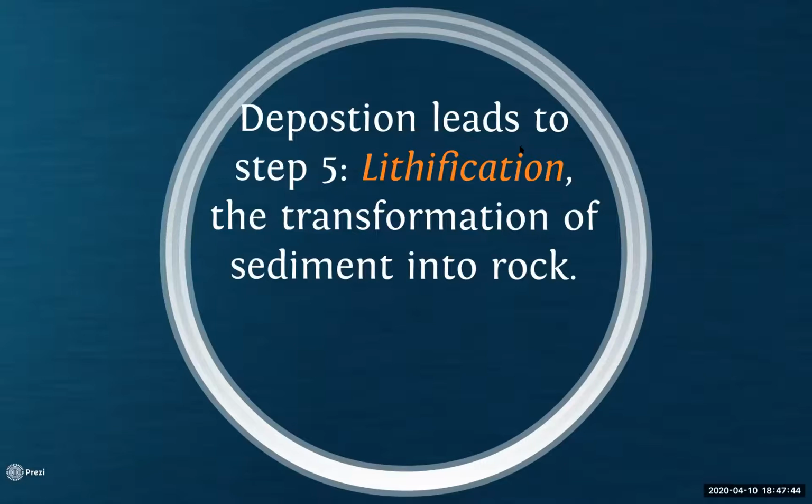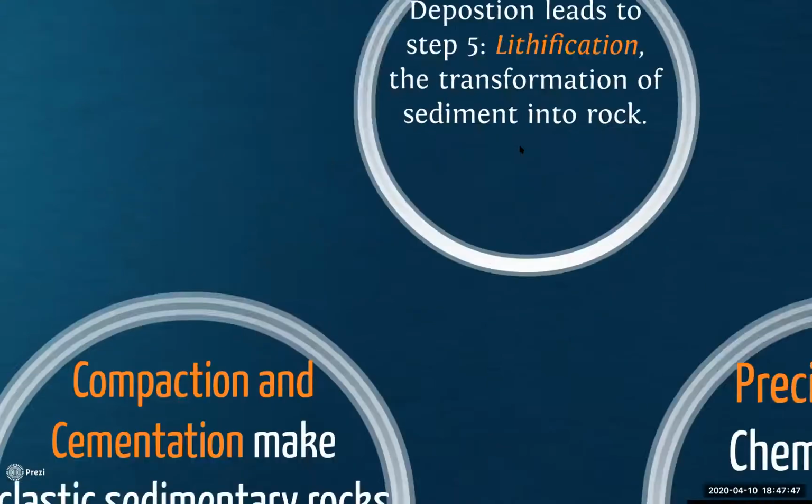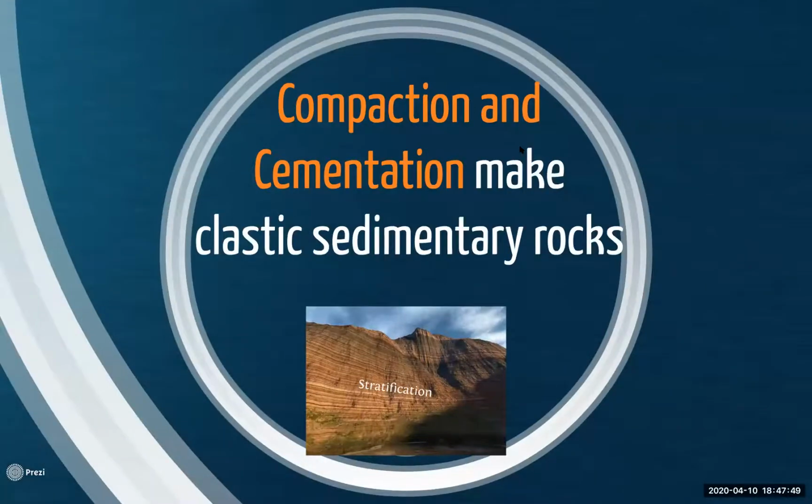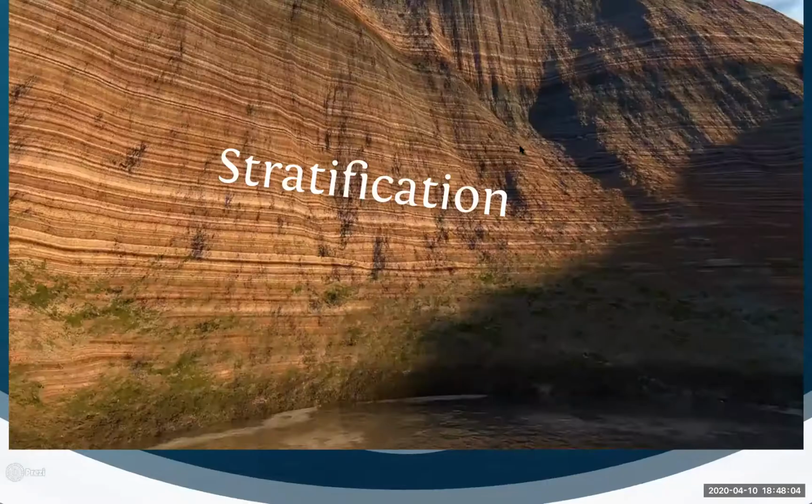Lithification happens through 2 processes: compaction and cementation make clastic sedimentary rocks. Clastic sedimentary rocks are composed of clasts, which are fragments of minerals and rocks, and typically show stratification or layering.